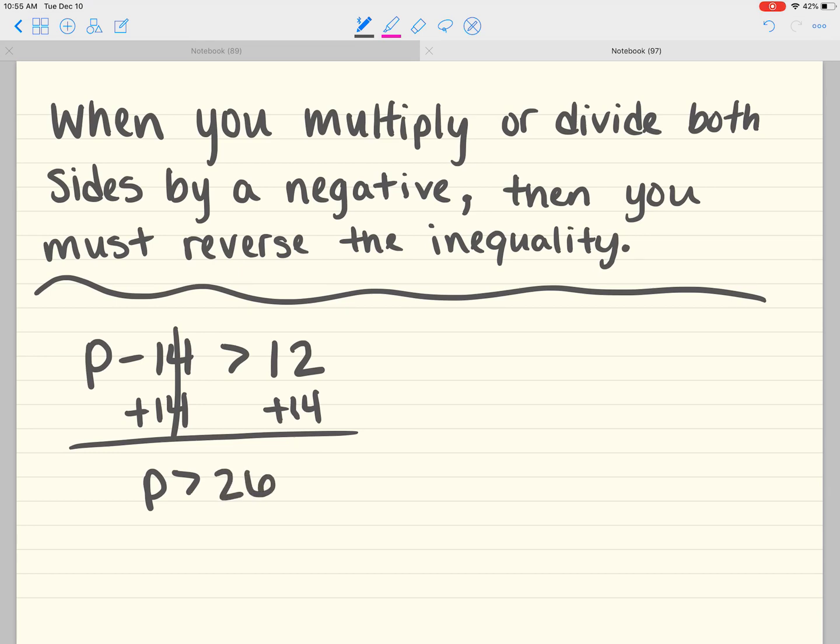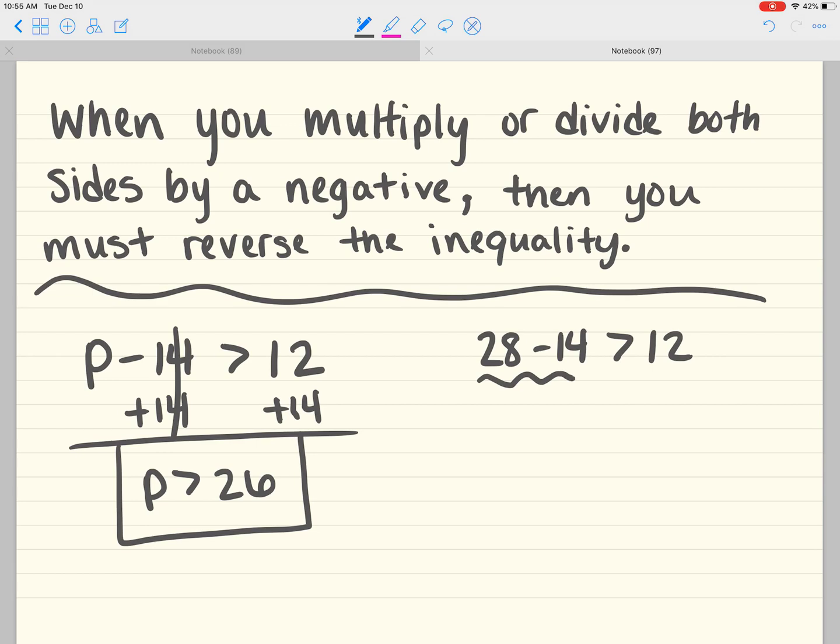Now, here's where it's different from an equation. When it's an equation and you do your check, you just plug in the number that you get, right? But can I plug in 26 for p here? No. Why? Because you have to use any number greater than 26. Give me a number greater than 26. 28. All right, so 28 minus 14 should be greater than 12. What is 28 minus 14? 14. Is 14 greater than 12? Yes. So it checks. I'm good to go.